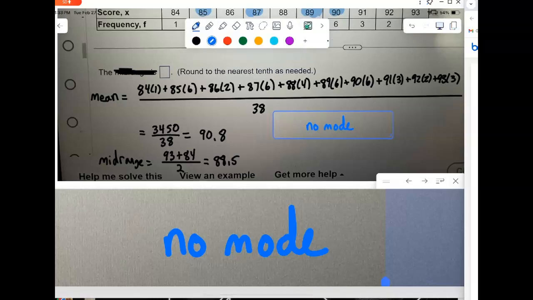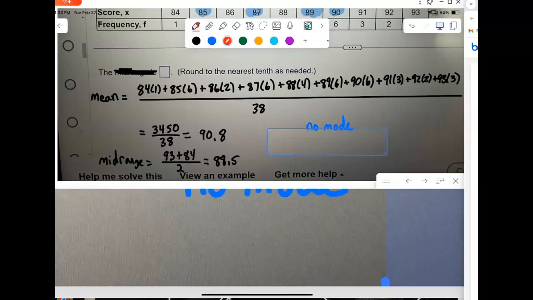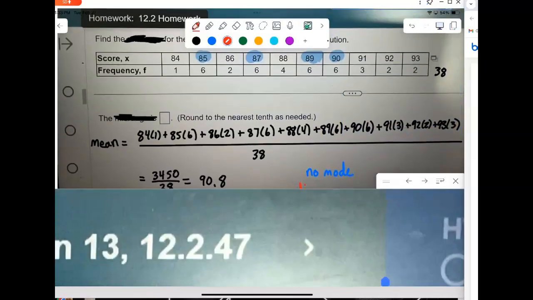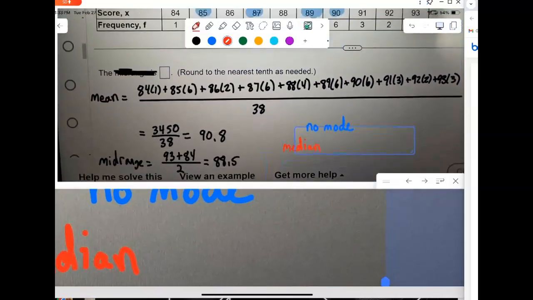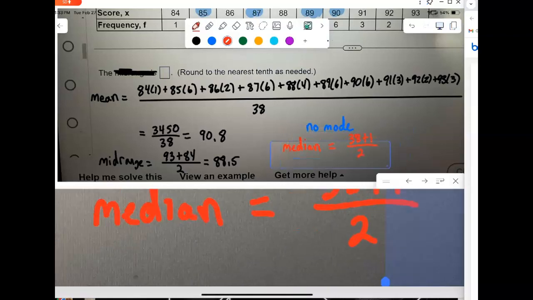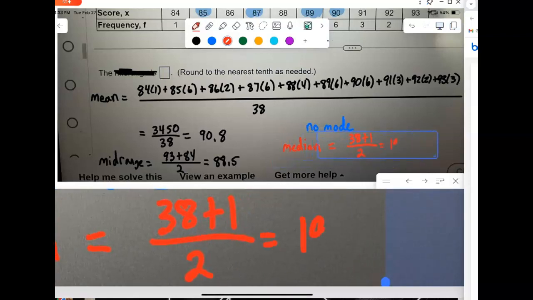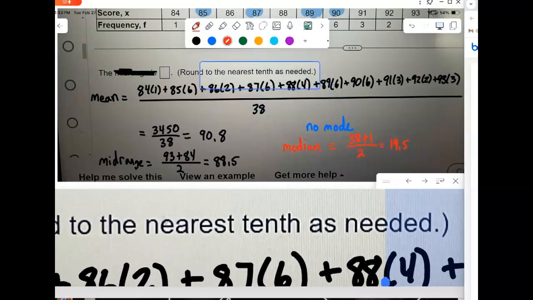That leaves us now with the median. For the median, we need to know how many data values we have. In this problem, we had 38. So for the median, we take position 38 plus 1 divided by 2, and that would be 19.5. So the median is in position 19.5.